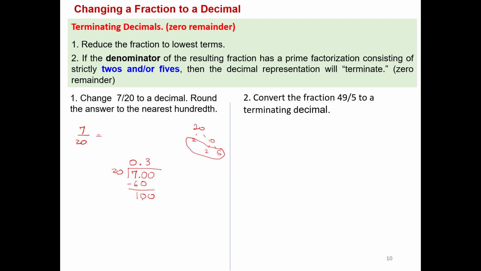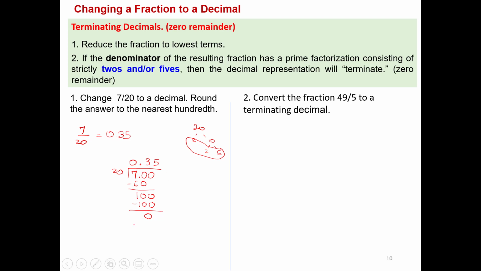How many 20s in 100? 5 times 20 is 100. 100 minus 100 is 0. Then this one is 0.35. If the prime factorization of the denominator consists of just 2's or 5's, the remainder must be 0. We need to complete the division until we get 0. Yes, in this case, 7 over 20 equals 0.35.